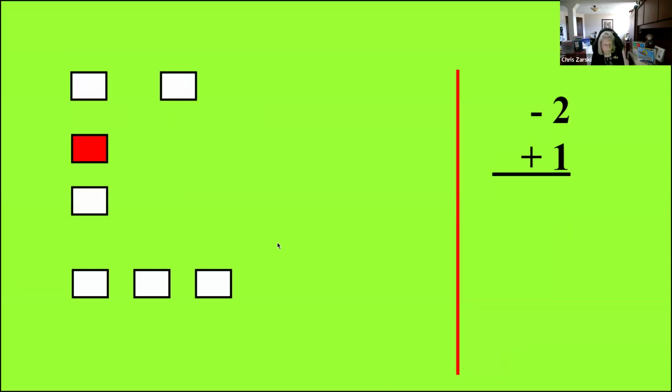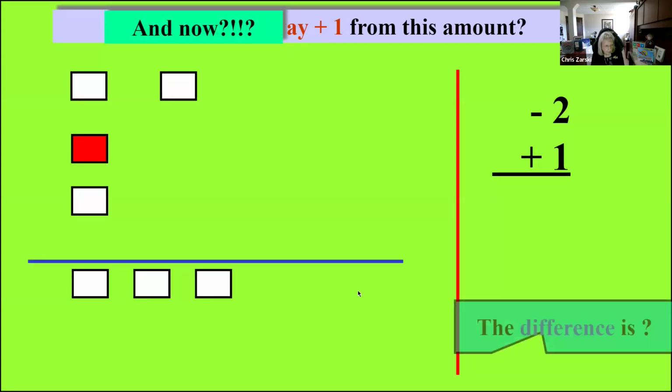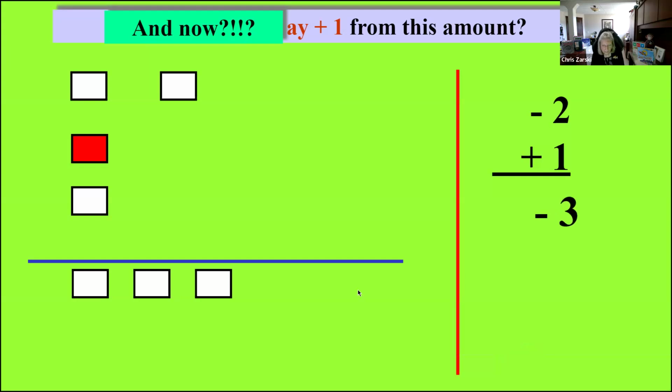Let's try another one. So I have -2, and I want to take away a +1. I don't have a red one, so I'm going to build a 0 pair. And I apologize, I'm not sure why this timing is off here because that wasn't the case before. If I take that away, I take my red one away, that will leave me with the 2 original whites, the white one that came from the 0 pair, which leaves me an answer of -3. Okay, we're really having a problem here. So the difference is -3.